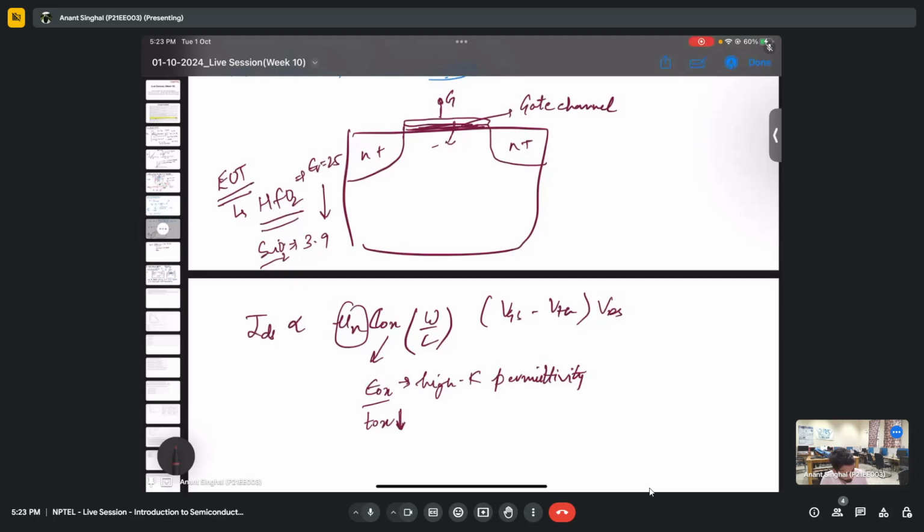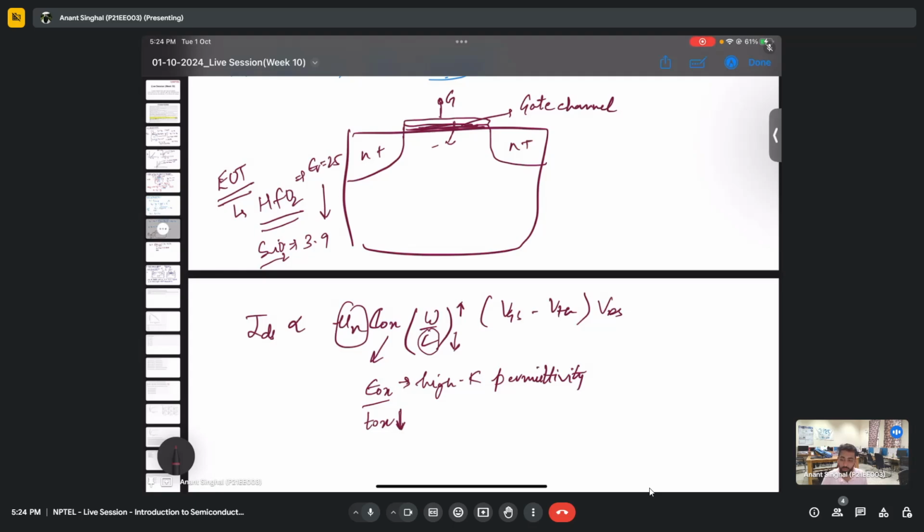And then the third thing that we can do is we can increase the width, but increasing the width will consume more and more area. That means more and more power consumption is there. And either we can reduce the length. So this is the best thing that industry has come up with over the past years.